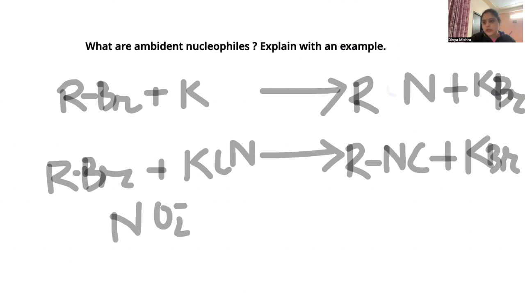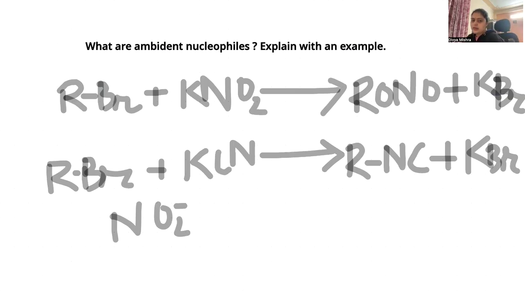So the product will be, here the reactant is KNO2. The first product will be R-O-N-O. Here the oxygen atom is the attacking atom, right? So this product is alkyl nitrite, and the side product is KBr.